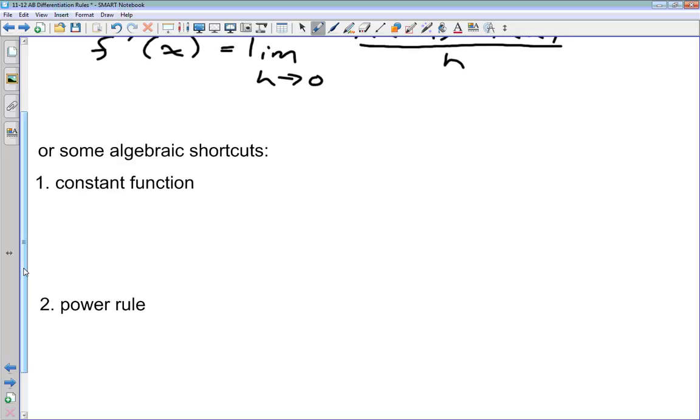So we've got these 5 rules that I talked about here. The first rule is if you have a constant function. So let's say your function is just f at x equals c, where c is just a constant, some number. This rule states that your derivative function, f primed at x, is always going to equal 0.